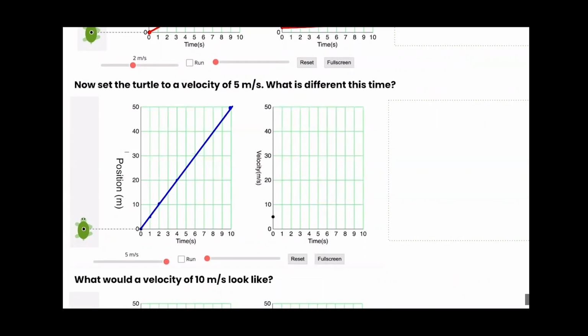And the problem is telling us that the turtle's speed is 5 meters per second, so the turtle will keep its pace at 5 meters per second, and we'll draw that on our velocity time graph. And we'll know to draw a straight flat line at 5 meters per second, because the turtle's speed was constant.